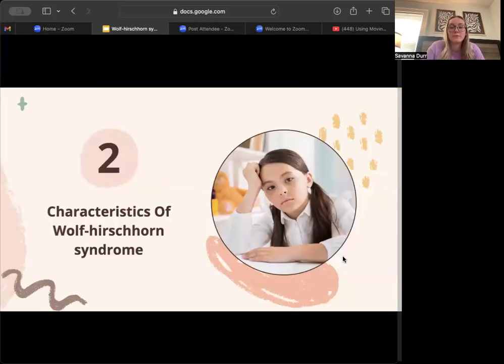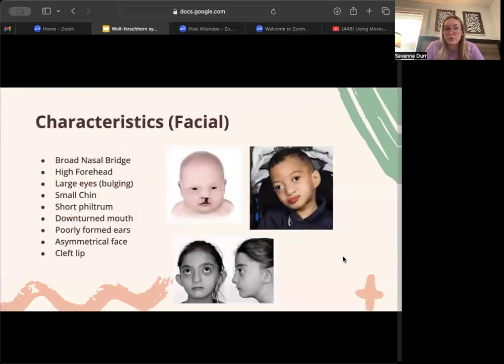So, what are the characteristics of Wolf-Hirschhorn syndrome? We're going to go into the facial characteristics first: broad nasal bridge, high forehead, large or bulging eyes, small chin, short philtrum, downturned mouth, poorly formed ears, asymmetrical face, or a cleft lip.